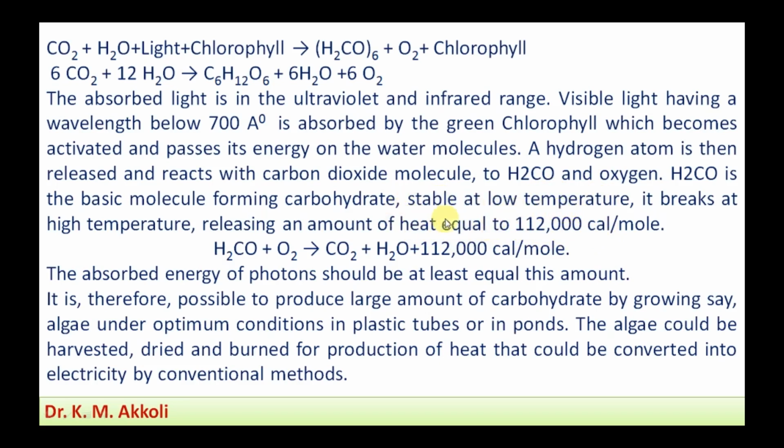The carbohydrate stored in the green plants, that is in the form of biomass, if you use it for energy by combustion of that biomass, it will release 112,000 calorie per mole of heat energy, and that is the biomass energy we can get. The reaction is like this: H2CO, the carbohydrate, combines with oxygen, that is the combustion, and releases carbon dioxide and water, that is the complete combustion, releasing about 112,000 calorie per mole of energy.